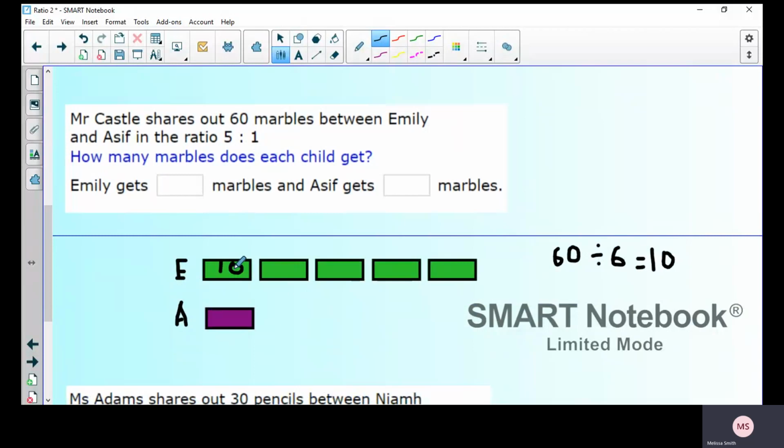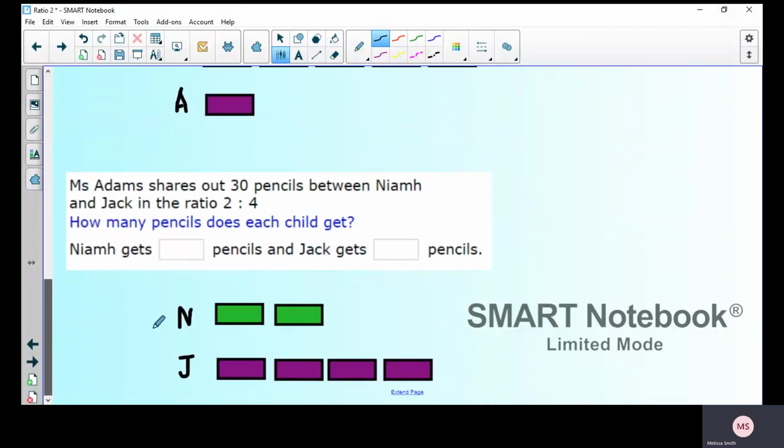So I could write out 10 each time for that. So 10 times 5 is 50. And that leaves Asif with 10. And I can check it by saying 50 add 10, which is 60. And let's have a look at this last one now. Again, if you're confident, pause the video and have a go.